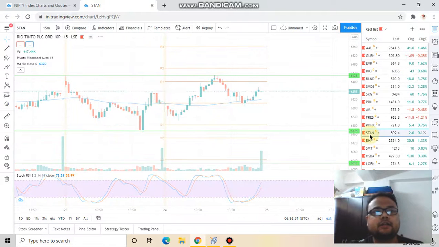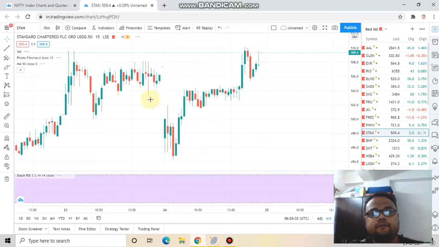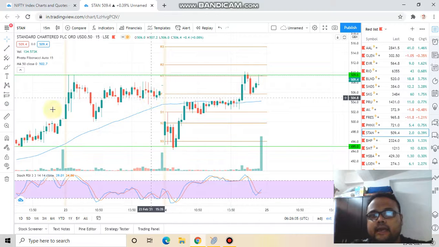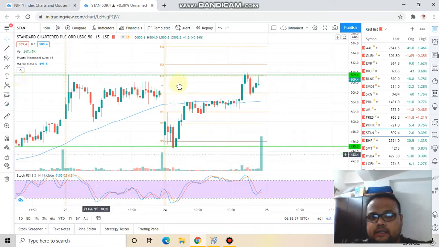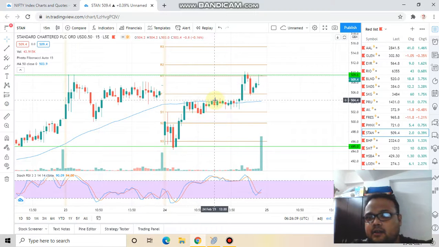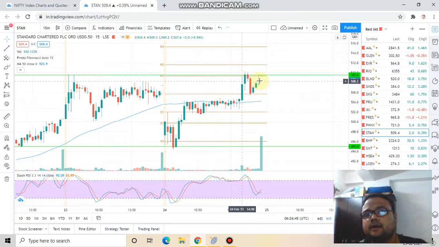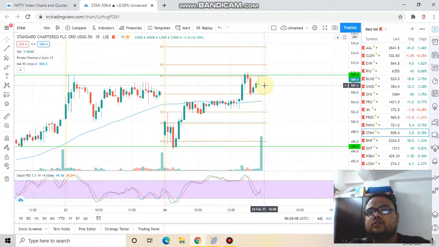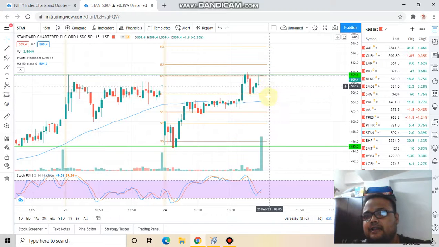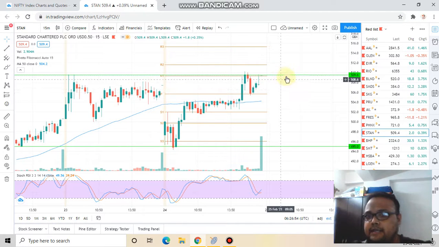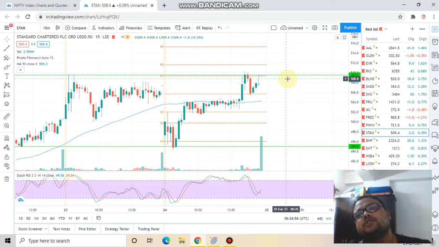So the next stock is Standard Chartered. For Standard Chartered also again, you see that these are the important levels. LTP was 509 and the stock is almost trading at the resistance zone. Okay, so today we just need to see where it opens. If it opens below the 509 level, it may go up and it may hit this level. In case it fails to break the level and comes down, then okay, you know what to do.